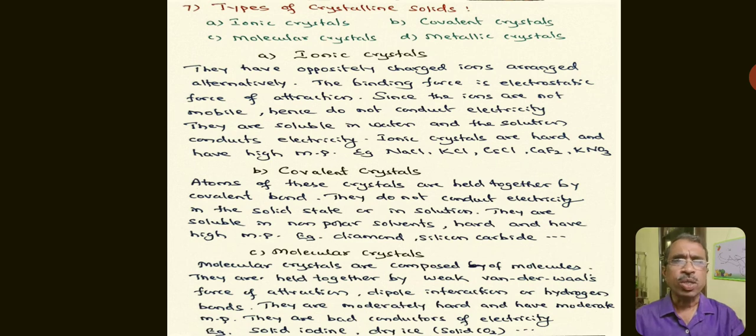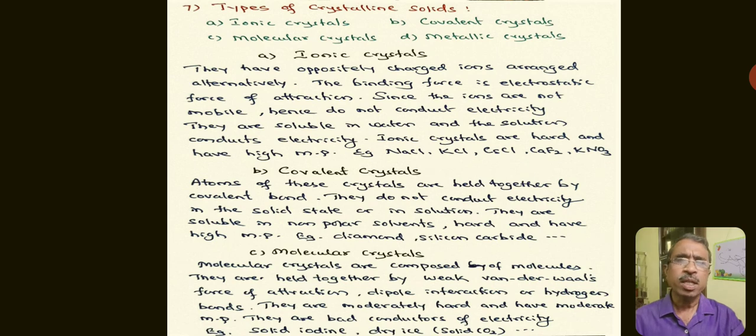Covalent crystals. Atoms of these crystals are held together by covalent bonds. They do not conduct electricity in the solid state or even in solution. They are soluble in non-polar solvents. They are hard and have a high melting point. Examples: diamond, silicon carbide, etc.